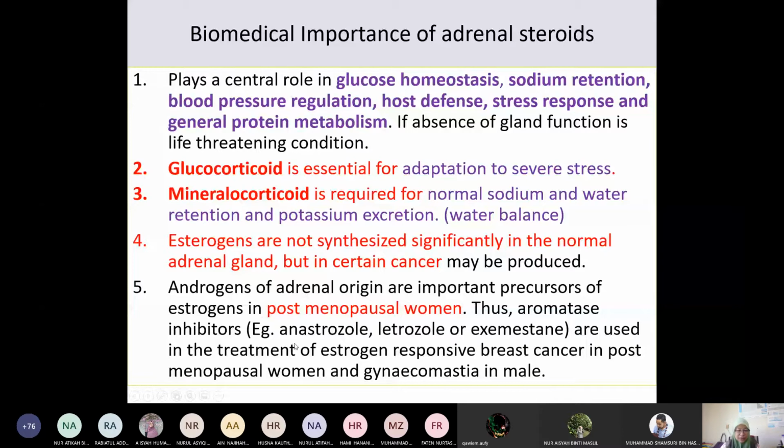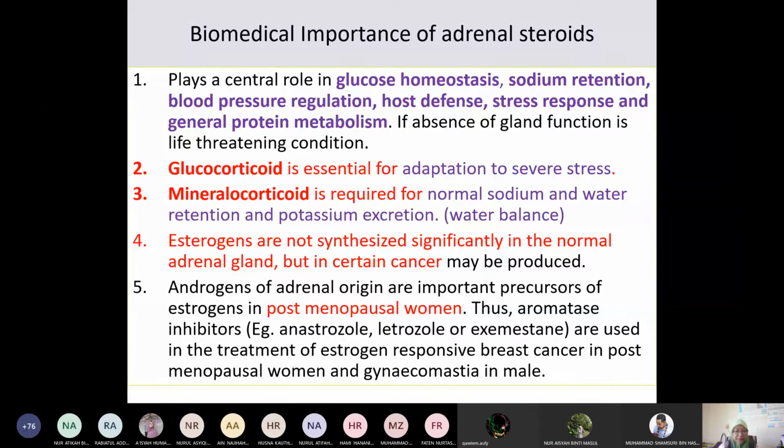Okay, so aromatase, as a result, can be used for clinical applications. You can see that in postmenopausal women with breast cancer, or in males with the gynecomastia problem.